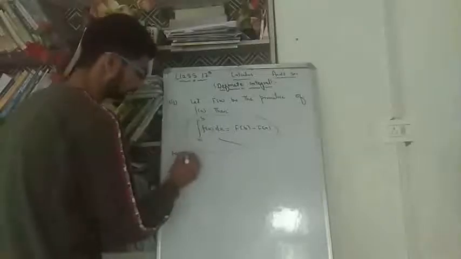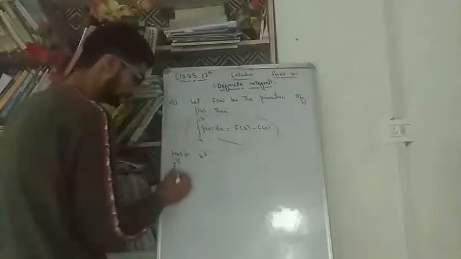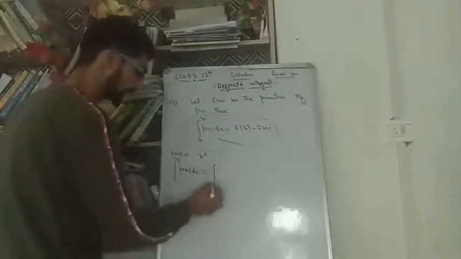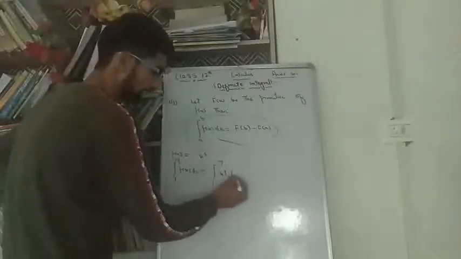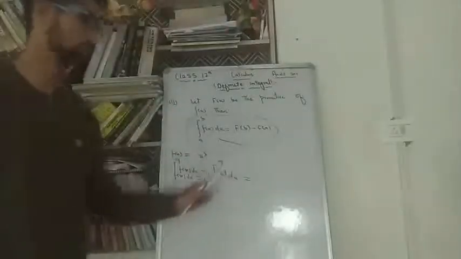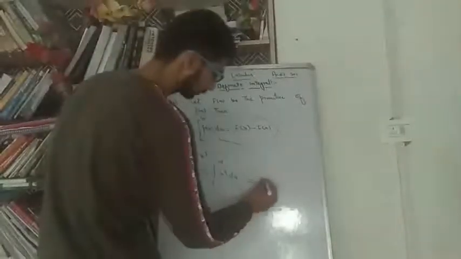Similarly, if you have a function f of x equal to x cube, and you have to find out the integral from 1 to 9 of f of x dx, how can you find it, beta? You have to find the indefinite integral of x cube dx, and then put the values 9 and 1, or you have to find the primitive of this. What is the primitive of this? That is beta, x to the power 4 divided by 4.